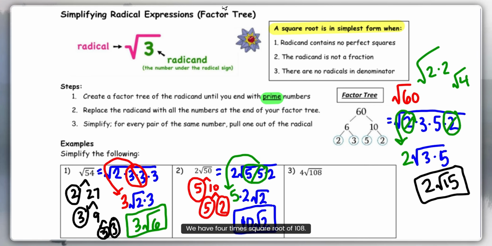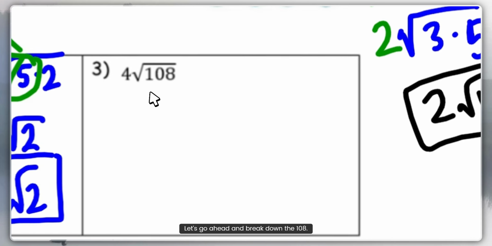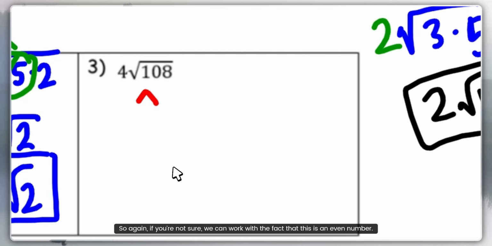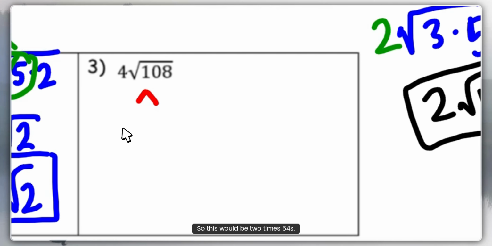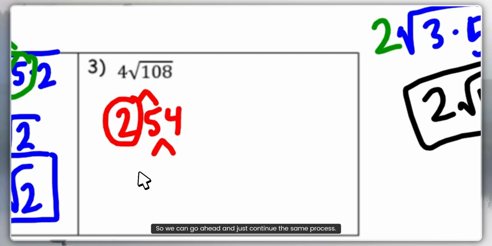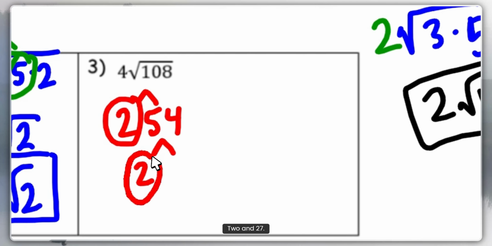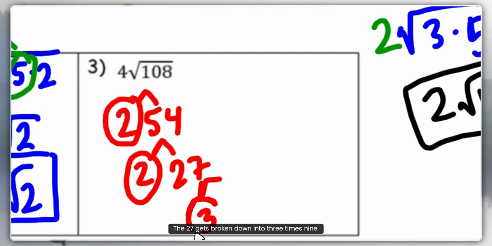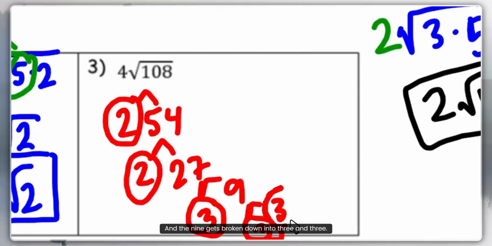We have 4 times square root of 108. So a slightly bigger number here. Let's go ahead and break down the 108. So again, if you're not sure, we can work with the fact that this is an even number. So this would be 2 times 54 is how I can begin to break this down. I know 2 is prime. 54, well, hey, we actually did that earlier over here, so we can go ahead and just continue the same process. 2 and 27. The 27 gets broken down into 3 times 9, and the 9 gets broken down into 3 and 3.